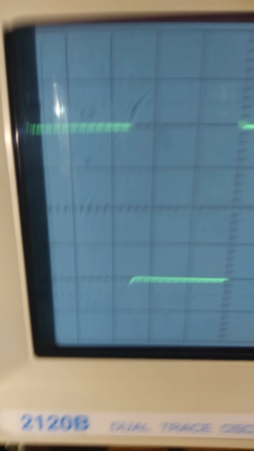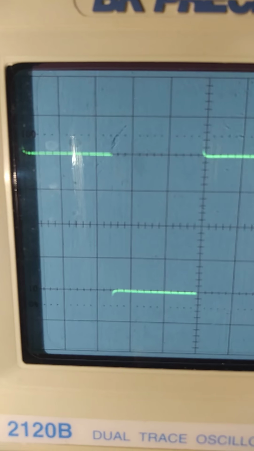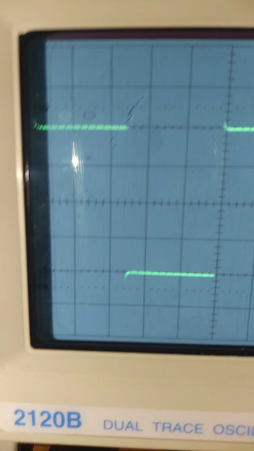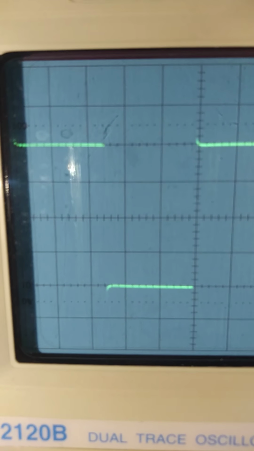That makes 20 times 5, which would be 100 microseconds wide. So if you measure the frequency of that, the period would be 100 microseconds wide, and the frequency is 1 divided by that, which gives you 10,000 hertz. Okay, which is exactly what I have set on the generator.